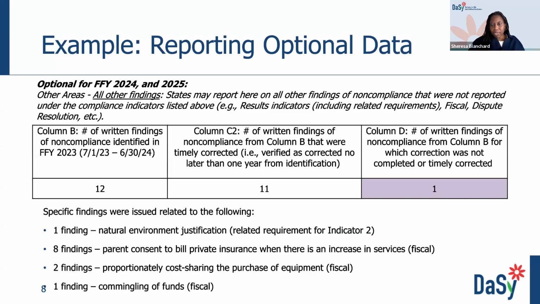In column B, we have the number of written findings of noncompliance, which is 12. In column C2, we have the number of written findings of noncompliance from column B that were not timely corrected. And then in column D, we have the number of written findings of noncompliance from column B for which correction was not completed or timely corrected. And we only have 1 listed there. And then underneath, we have specific findings that were issued related to the following. It just breaks down the different findings and the numbers within each.